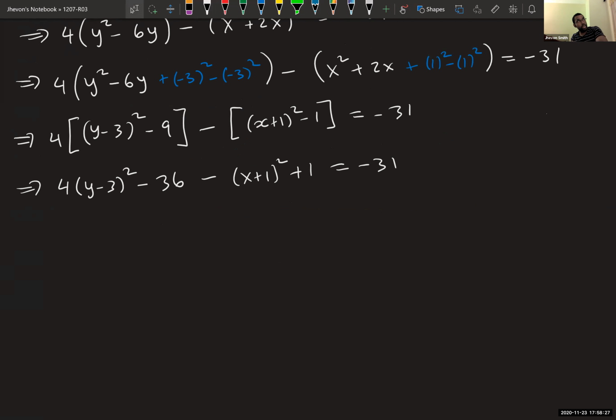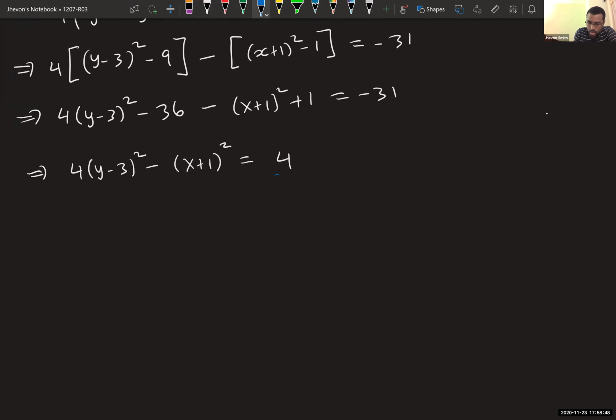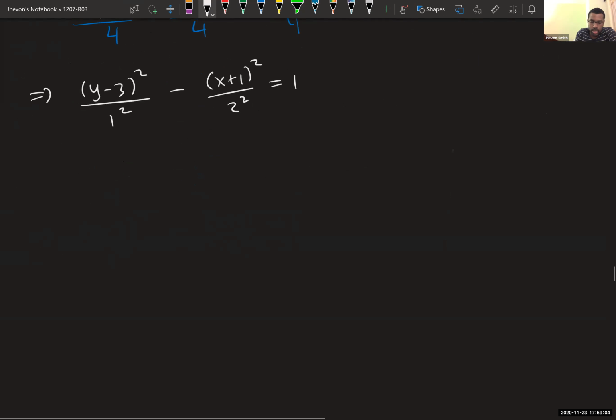Move it to the other side, you're going to get plus 35, which means over here we're going to get a plus 4. Now, assuming I did all that correctly, I want to divide both sides by 4. So this leads us to y minus 3 squared over 1 squared minus x plus 1 squared over 2 squared equals 1. So we know that's a hyperbola.